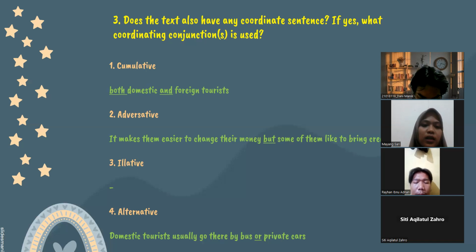Second is assertive. The example is it makes them easier to change their money, but some of them like to bring credit cards and checks. Next is illative, but we don't find it in the text. The fourth is alternative. The example is domestic tourists usually go there by bus or private cars. Next.